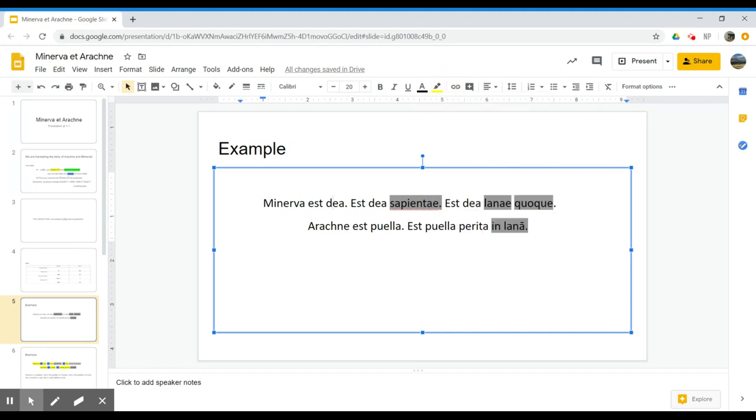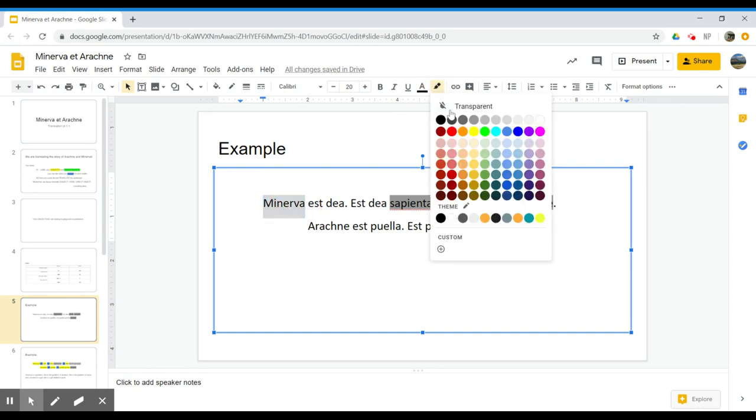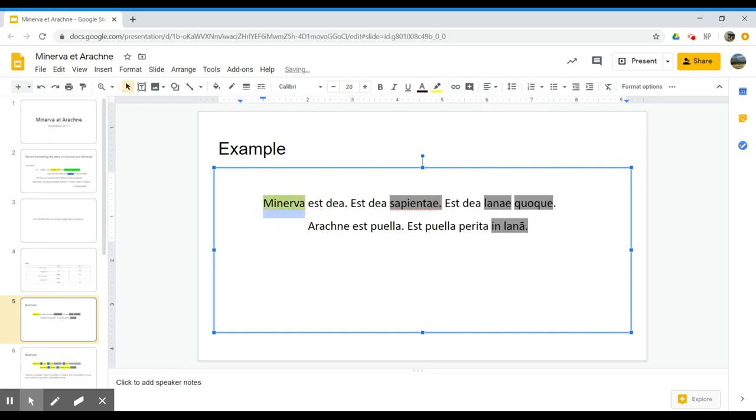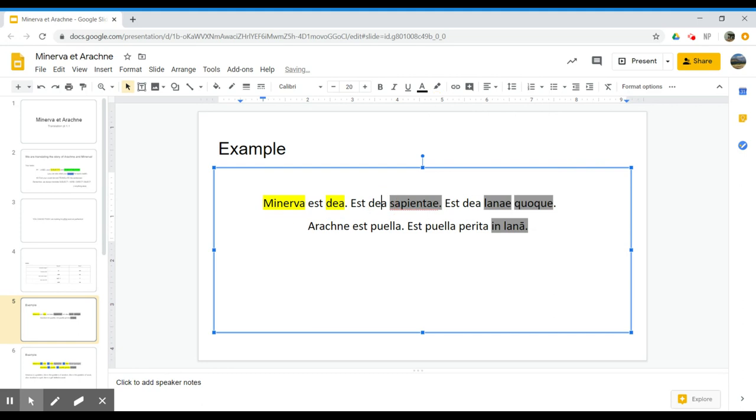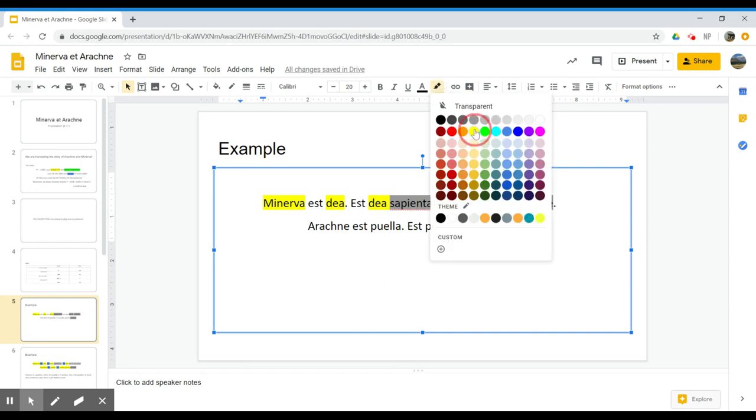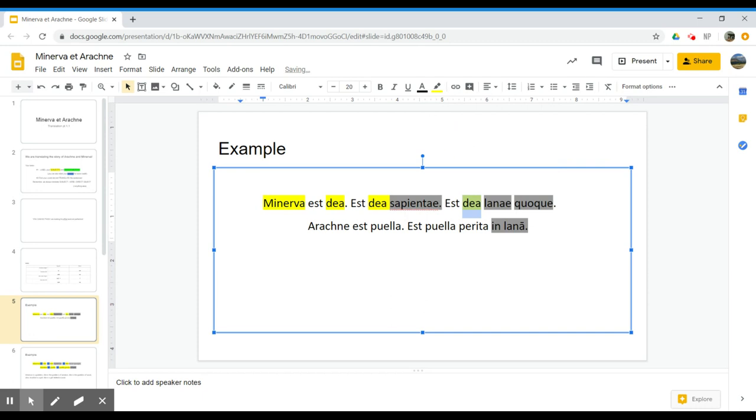We're going to start off by highlighting here in the yellow because the yellow is for subjects, right? Minerva ends in A, so that's a subject. Dea ends in A, so that's a subject. Well, there's Dea again. I can go ahead and put that in the subject color. And what do you know? Obviously, a story like this is going to have a lot of repeated language. And so that A ending again shows me it's the subject.